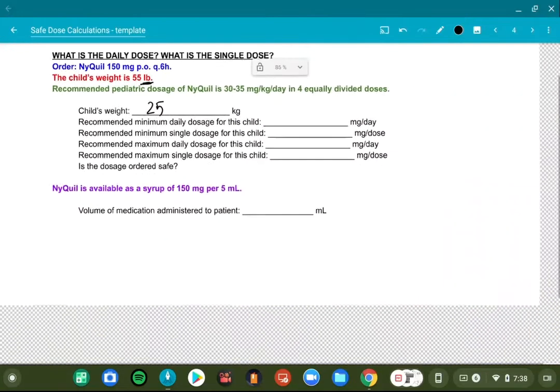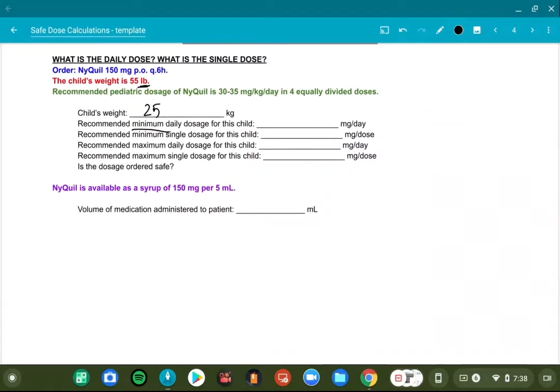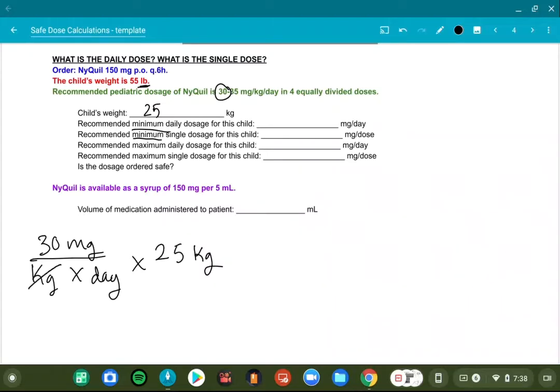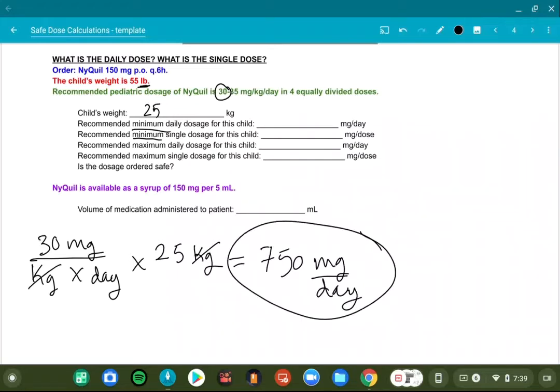Let's do some math. We're going to do our minimums first, so we're going to work with that 30. Multiply the recommended dose by the body weight. So that is 30 milligrams per kilogram per day, multiplied by 25 kilograms. Kilograms cancel out. Do some math: 750 milligrams per day. So that's the answer for your first one.